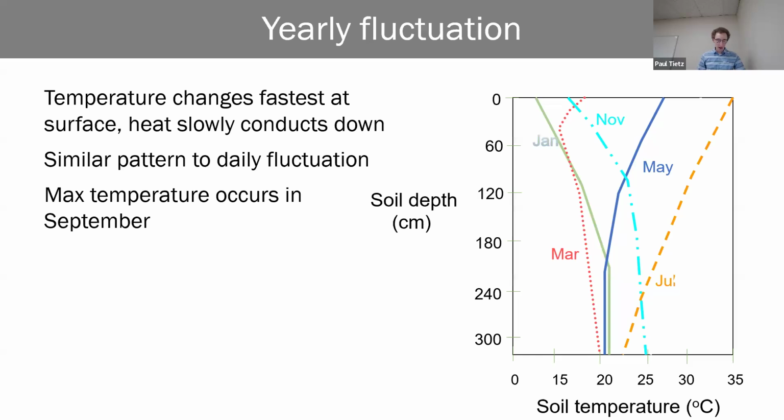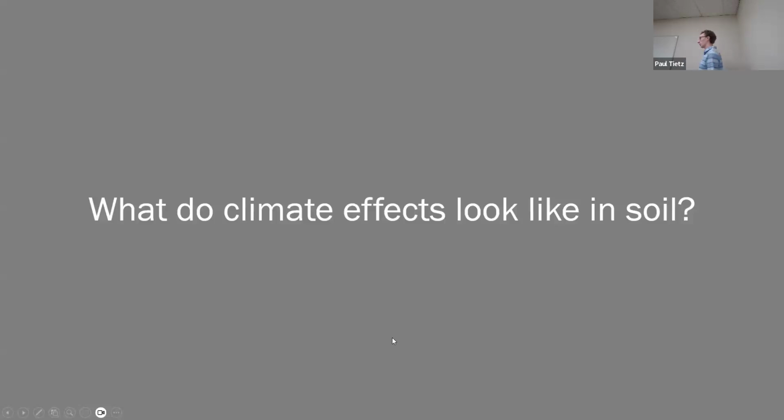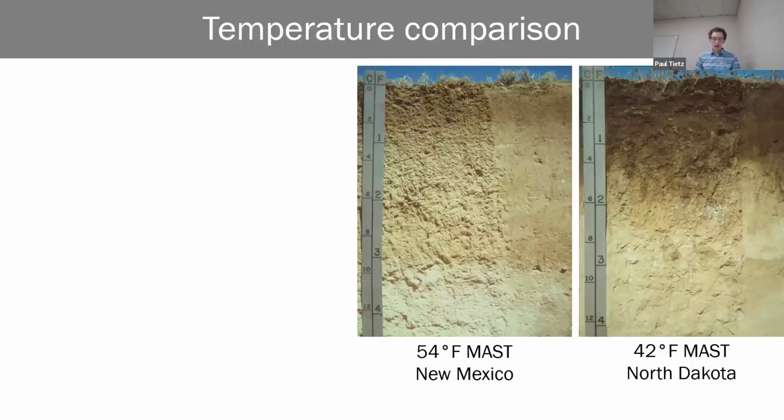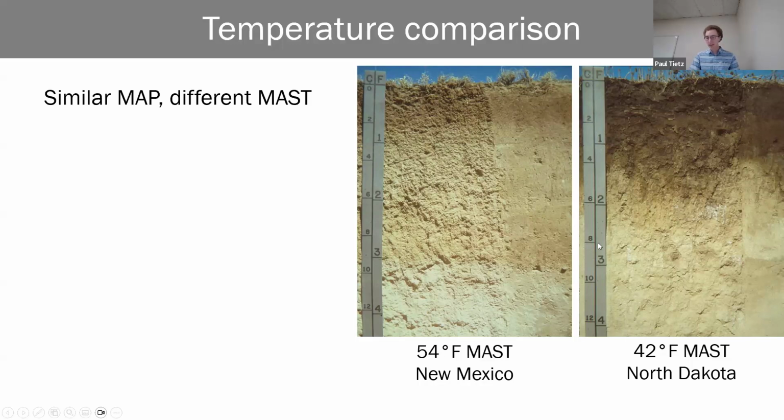Okay, so with about 10 minutes to go here, this is enough theory behind soil science, but I like looking at pictures. What do these climate effects actually look like in the soil? If we were going to compare temperature, let's find two different soil profiles with a similar mean annual precipitation. So let's hold water the same and just compare different temperature regimes. We've got a New Mexico soil profile, annual temperature 54 degrees, compared to North Dakota with 42 degrees average annual temperature.